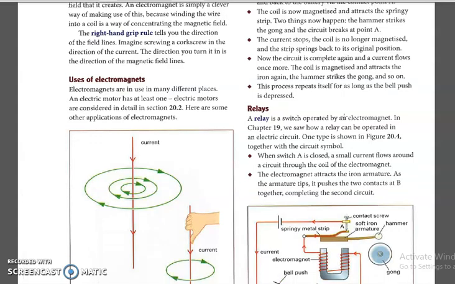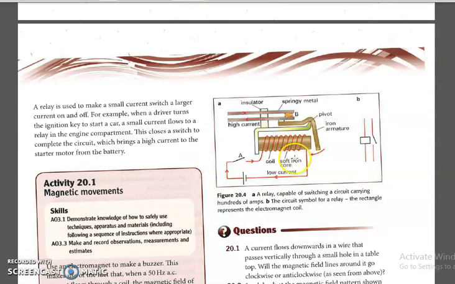So what happens is, in this diagram, when electric current is flowing through this particular circuit, this soft iron core will be magnetized, and it attaches this B position to the springy metal strip, which allows the high current to pass through. We have already studied that by operating a lower current, we can operate a high current through the relay switch. Okay, this is the working of a relay switch.